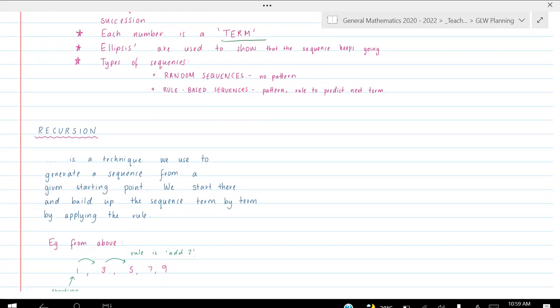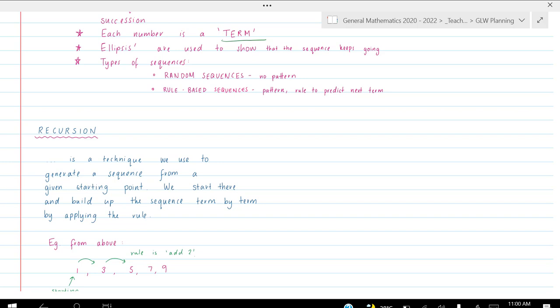The next thing we're going to talk about is recursion. And recursion's a special technique we use to generate a sequence. But the thing with recursion is you have to have a starting point. So you have a given starting point. So your starting point is 2 or 7 or whatever the starting point might be. So the first term is your starting point. We start there and then we build up the sequence one term at a time. So recursion works one at a time by applying a specific rule.